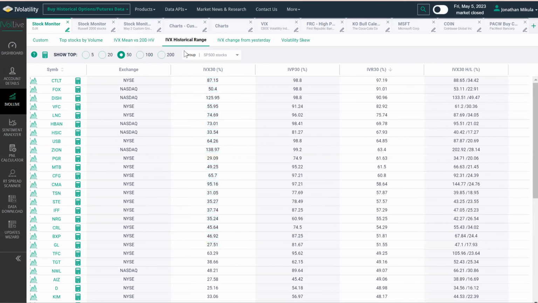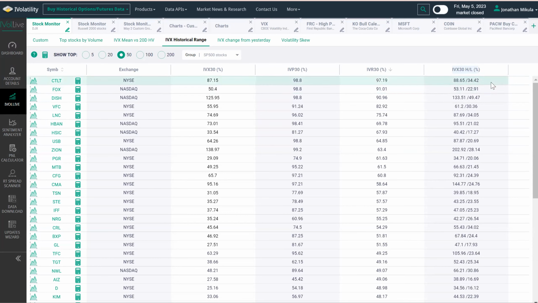And then IVX historical range. This is also really, really cool. We had a question come in about how to find the 52-week range for implied volatility. This is one of those places where you find that. So this IVX30 H over L, what that means is that's the high-low over the past 52 weeks.